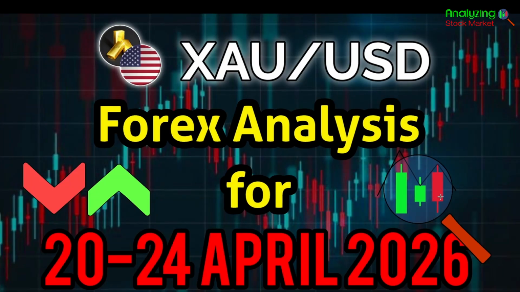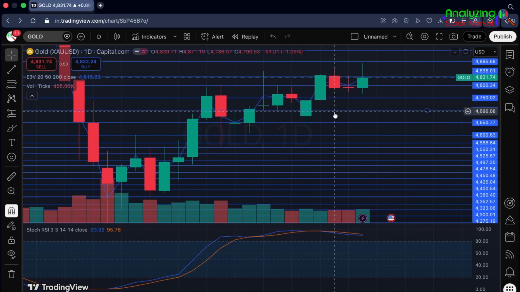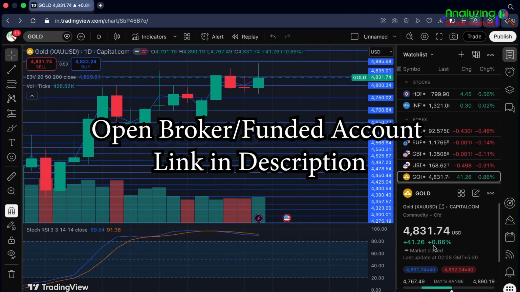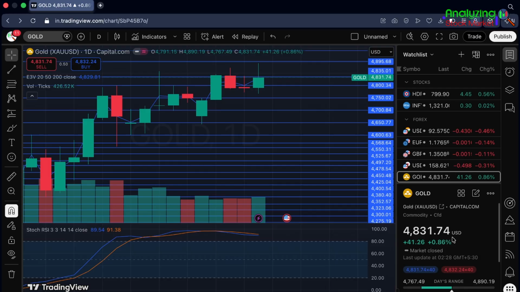So today I'll be talking about the XAU USD pair, that is the gold USD pair, and we'll do the forex analysis for 20th to 24th April 2026. So let's go straight to the chart. First, let's see what happened in gold USD on Friday. As you can see, a 0.86% positive move, with 4831.74 as the closing on Friday. Now I'll be talking about what is going to happen in the coming week.